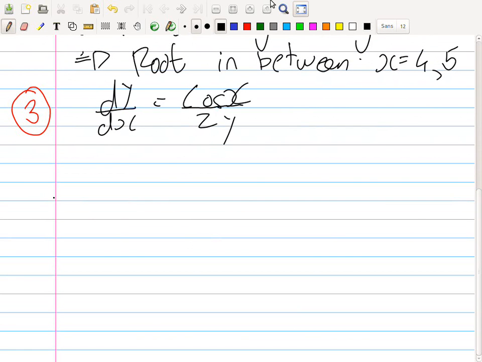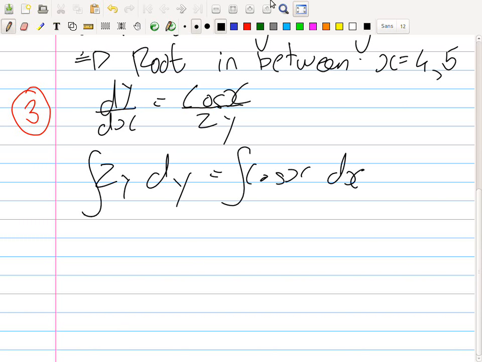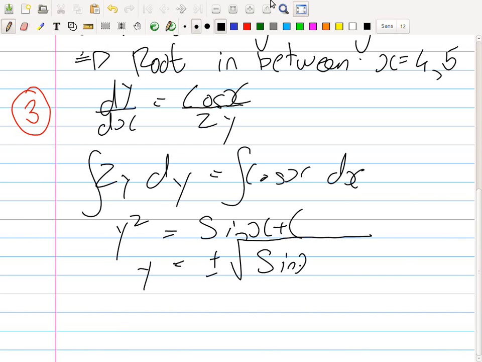So what I'll do now is your cross multiplication. 2y dy equals cos x dx, and then you integrate both sides. On the left you get y squared, and on the right you get sine x plus c. So you get the answer y equals plus or minus the square root of sine x plus c.